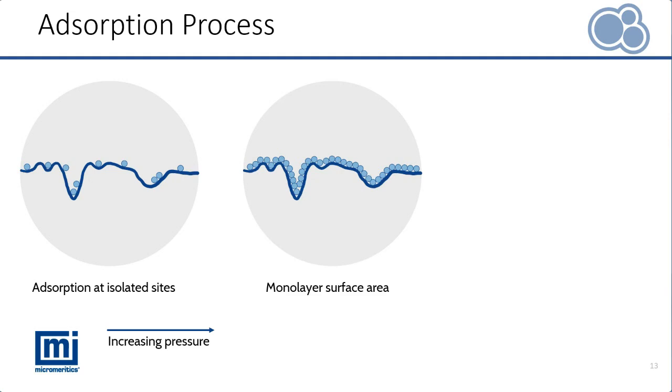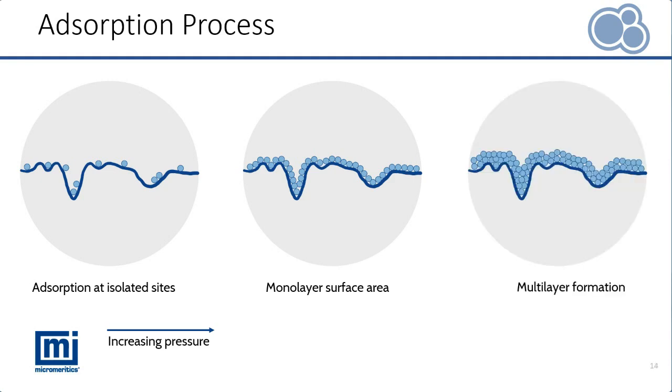At a certain pressure, the point is reached where the entire surface is covered with adsorbate. And exactly at that point, according to Langmuir, we would have reached the end, no matter whether the pressure is further increased or not. Brunauer, Emmett, and Teller extended Langmuir's model, finding that further adsorption can occur on the first adsorbate layer. We are talking here about multilayer formation or multilayer adsorption.